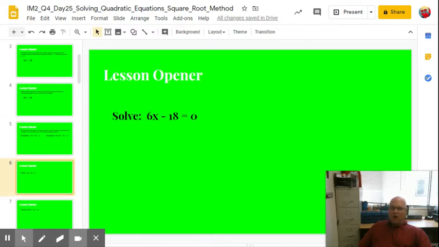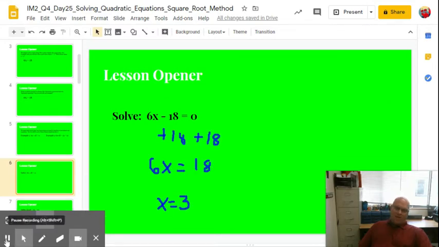Let's have you solve 6x minus 18 equals 0. Okay, to solve this, we simply do the addition property of equality. We add 18 to both sides, so we get 6x equals 18. Then we do the division property of equality. We divide both sides by 6, and we get 1x equals 3. Can we check our answers? Yes, we can use substitution to substitute 3 in for x and go 6 times 3 is 18. 18 minus 18 equals 0. 0 equals 0. Check. We got it right.